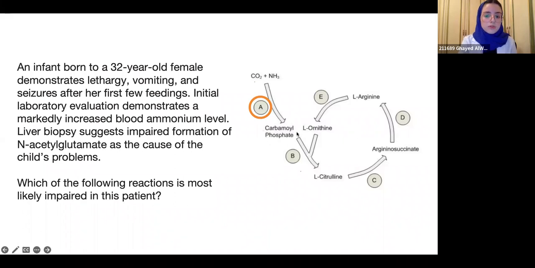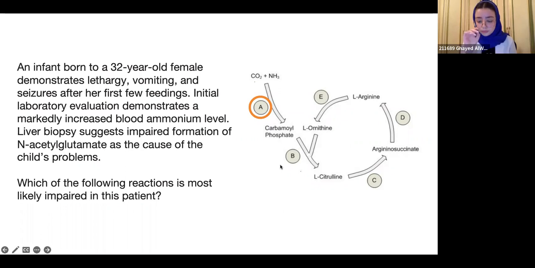So A is where we make carbamoyl phosphate. And so the enzyme carbamoyl phosphate synthetase 1 is involved in this reaction. And this is the enzyme that requires N-acetylglutamate. So if we don't have N-acetylglutamate, then the first reaction, you can think of it as the most important reaction, the critical step, right? It requires an obligate activator, so it's the first reaction. So first, most important. If N-acetylglutamate is impaired and we can't make it, then this reaction is going to be affected because we can't make carbamoyl phosphate.